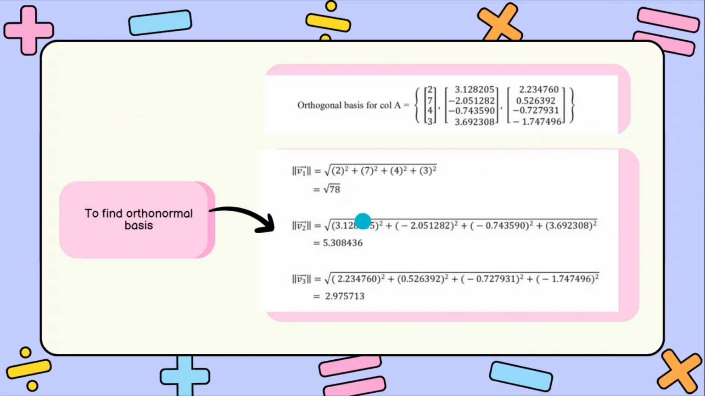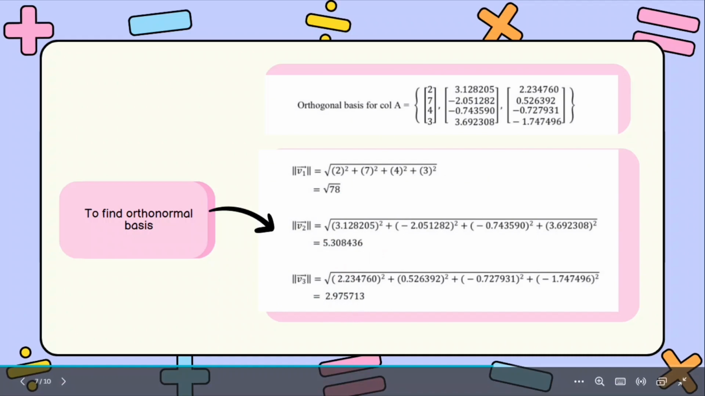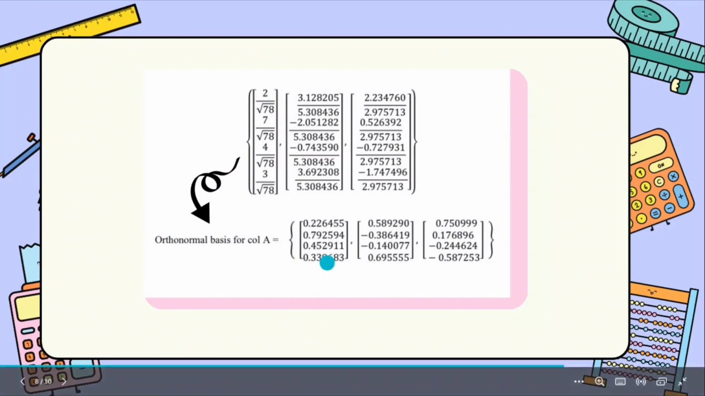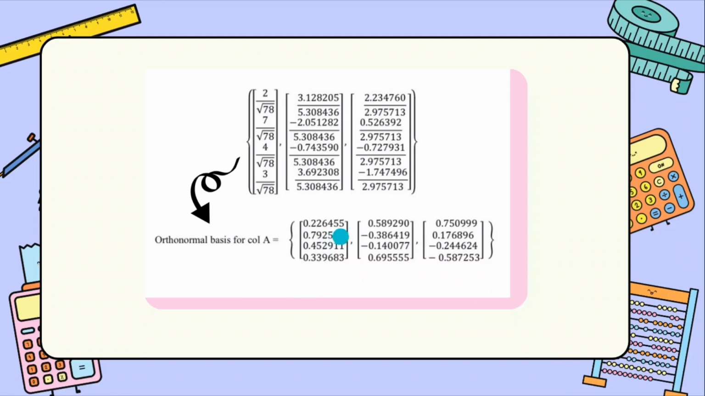To find the orthonormal basis, we need to find the norm for V1, V2, and V3, which is the norm of vector 1 is square root of 78, and the norm of V2 is 5.308436. Vector 3 is equal to 2.975713. Divide vector 1, vector 2, vector 3 by each norm, and we get the orthonormal basis for column A. For the vector 1, we get the answer 0.226455, 0.792594, and row 3 is equal to 0.452911, row 4 is equal to 0.339383.